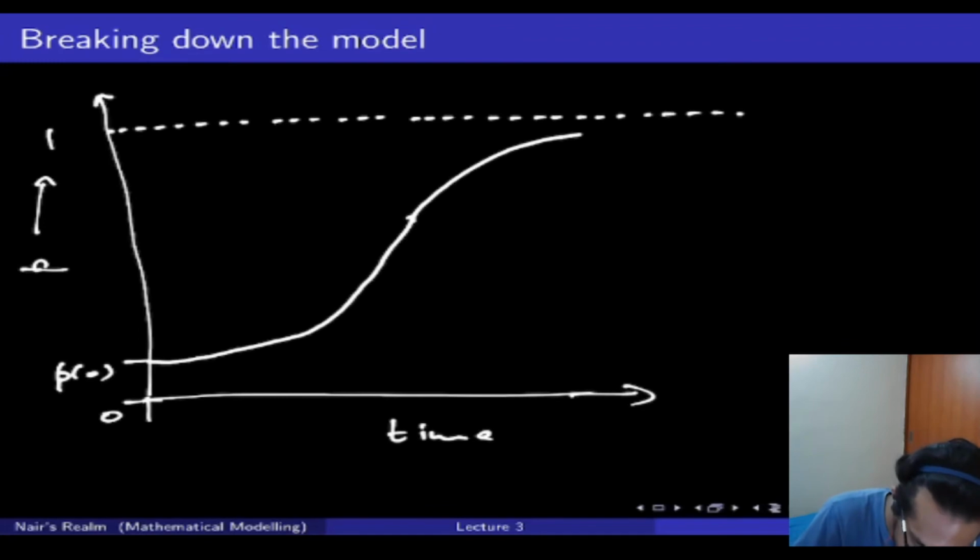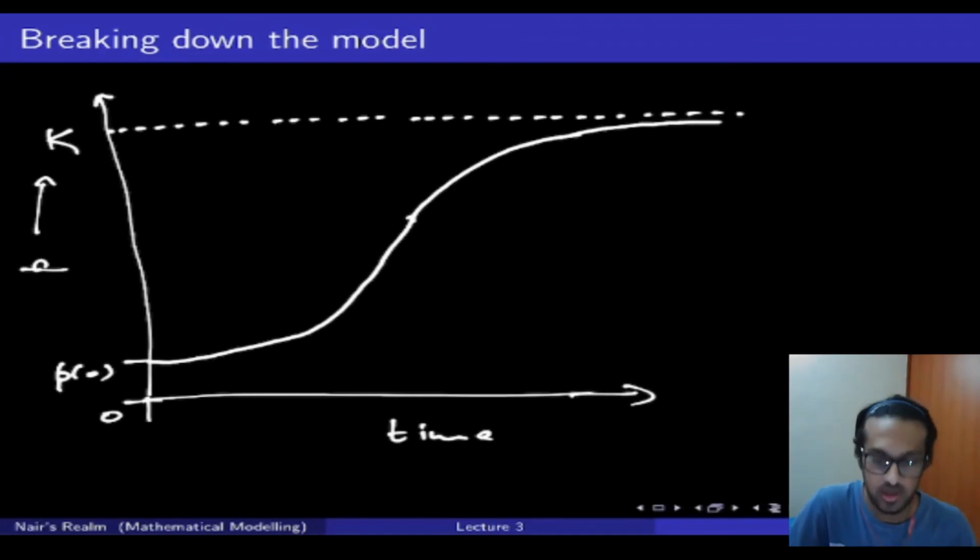So this is the carrying capacity K. It would asymptotically go to the carrying capacity K as time goes on. So this is what the solution curve looks like, and this is in fact the property of the logistic function. The logistic function essentially has the property that when the population size is small, it follows exponential growth, and when the population size increases, the rate of growth decreases and it kind of stagnates towards the carrying capacity.